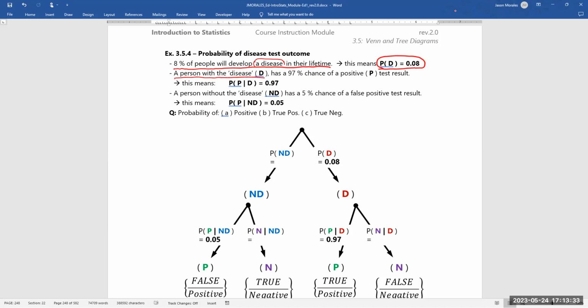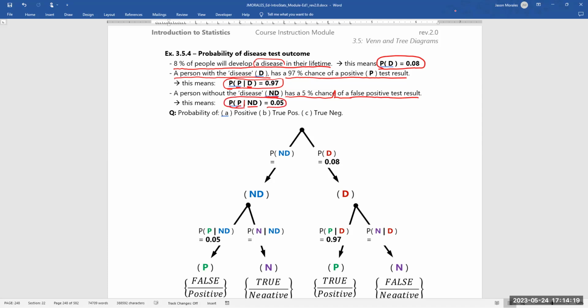Now, a person with the disease has a 97% chance of a positive test result. So this means the probability of having a positive test result, given that the person has the disease, is 97%. A person without the disease, so that means not disease, has a 5% chance of a false positive test result. So the probability of a positive test result, given the person did not have the disease, is 5%.